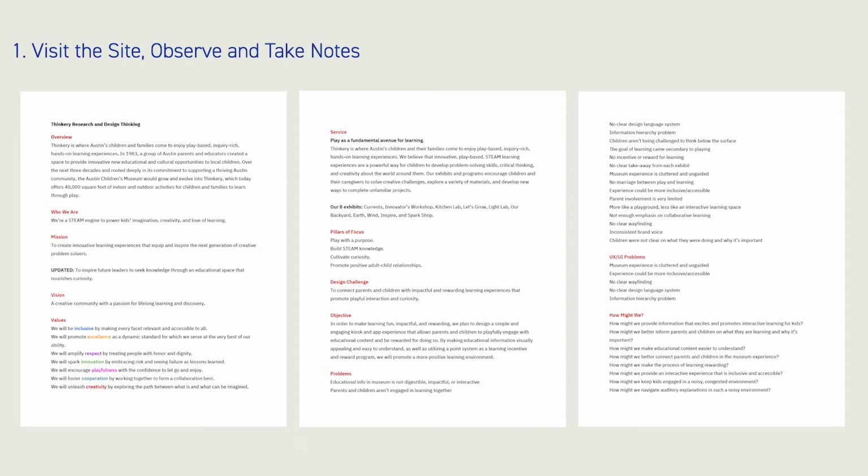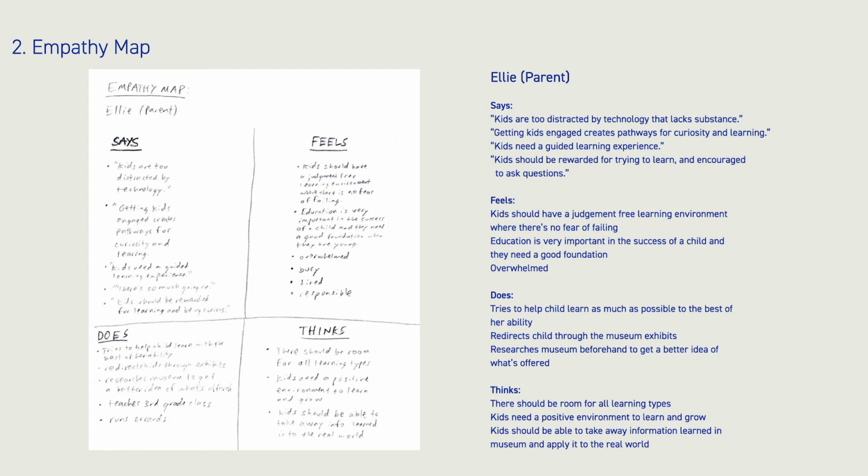The first step, they visit the site, observe, and take notes. And they cluster the identified people into 3 main groups. Those 3 groups were parents, kids, and museum staff. Empathy map. The empathy map helped synthesize the team's collective knowledge about the users as a team, bringing them closer to a common understanding of who their users are.